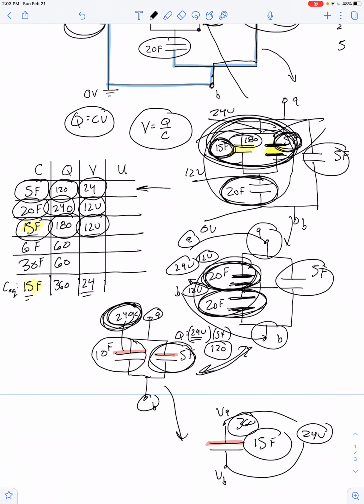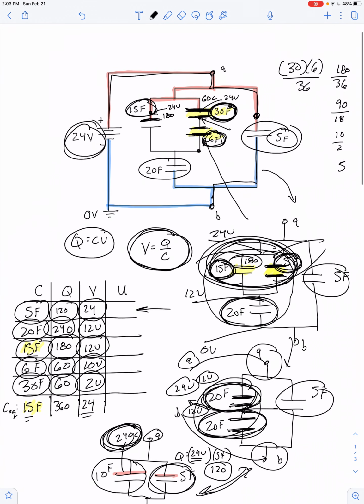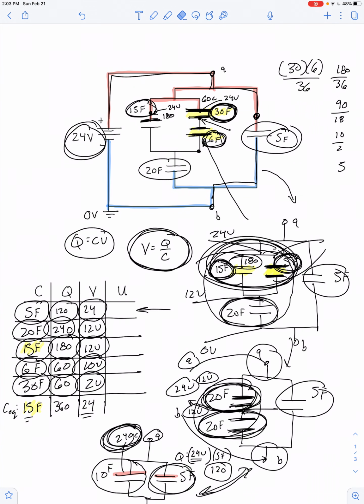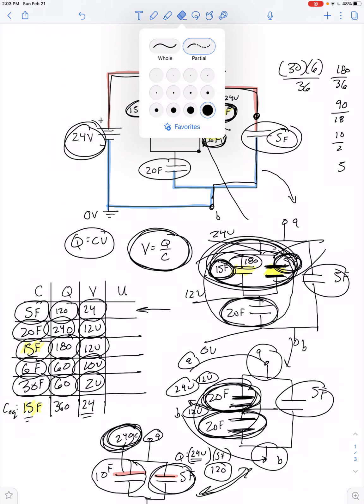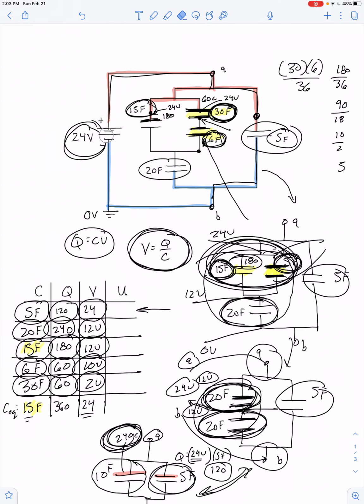All right, so how do we get voltage? We divide charge by capacitance. So when we divide 60 by 6, we get 10 volts. And when we divide 60 by 30, we get 2 volts. Now let's see if this all makes sense. Let's clean this all up.